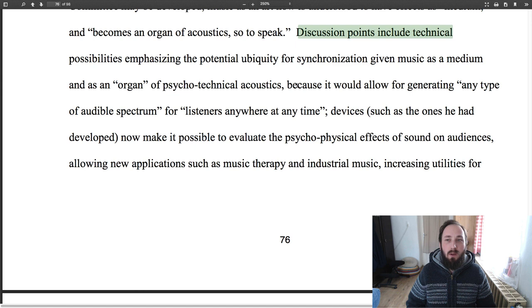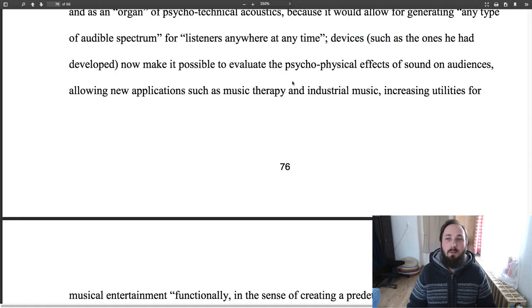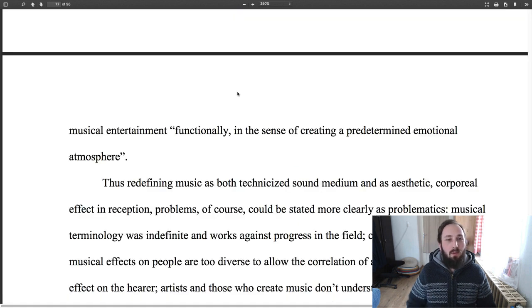Devices such as the ones he had developed now make it possible to evaluate the psychophysical effects of sound on audiences, allowing new applications such as music therapy and industrial music, increasing utilities for musical entertainment functionally in the sense of creating a predetermined emotional atmosphere.